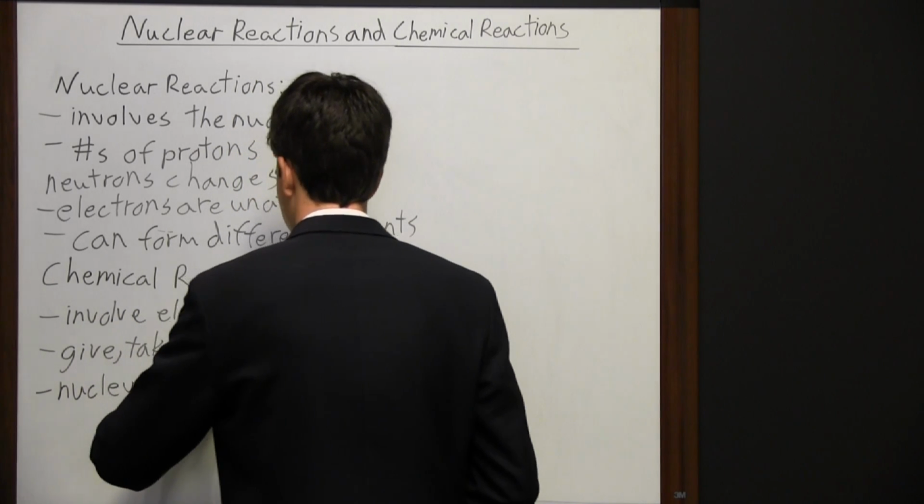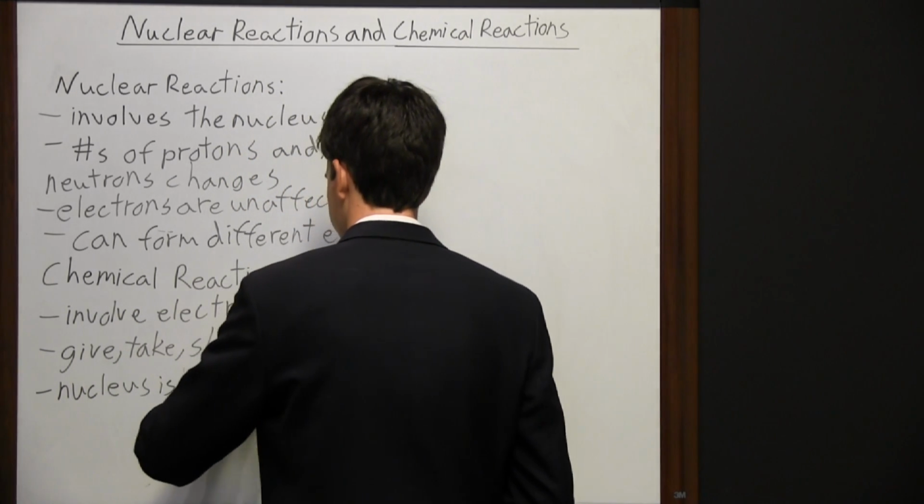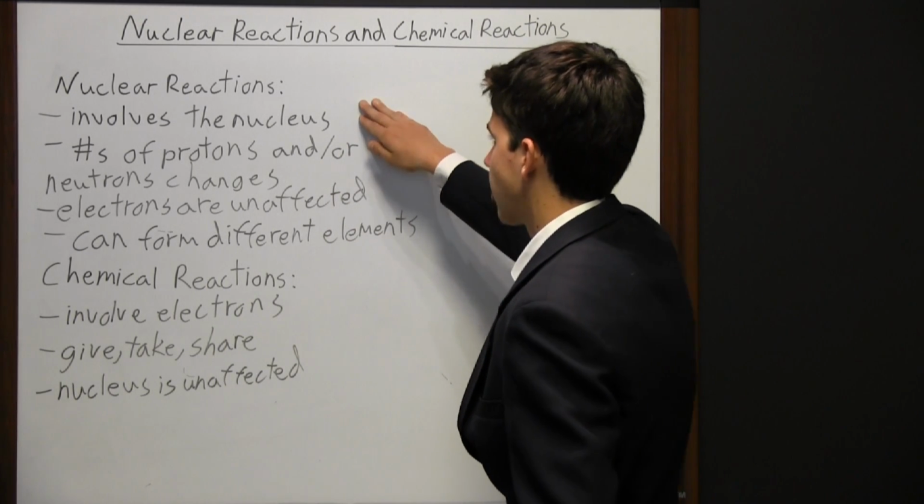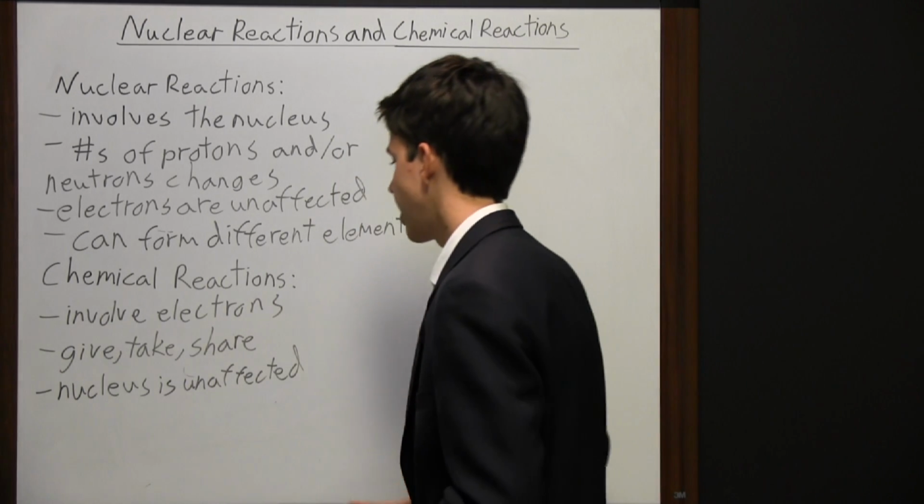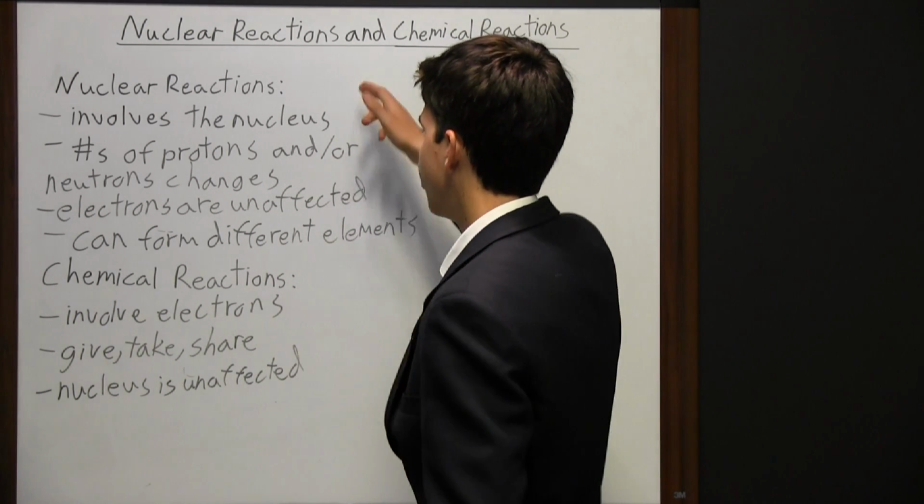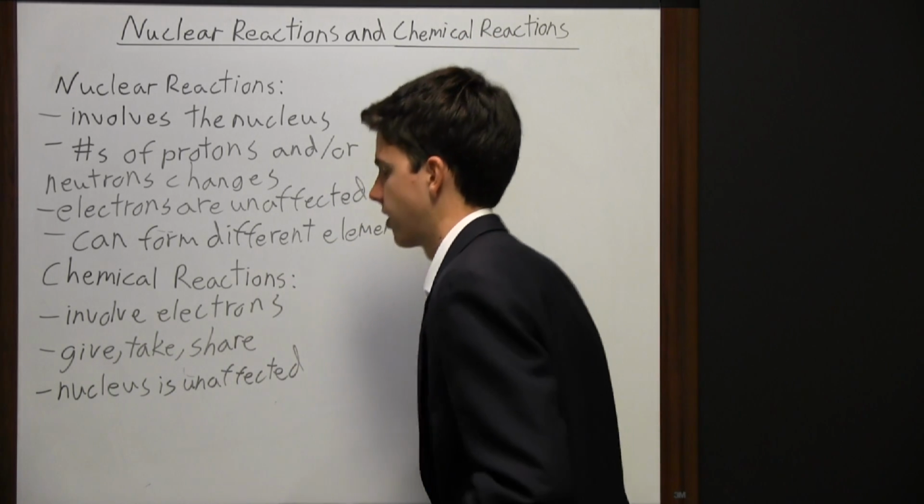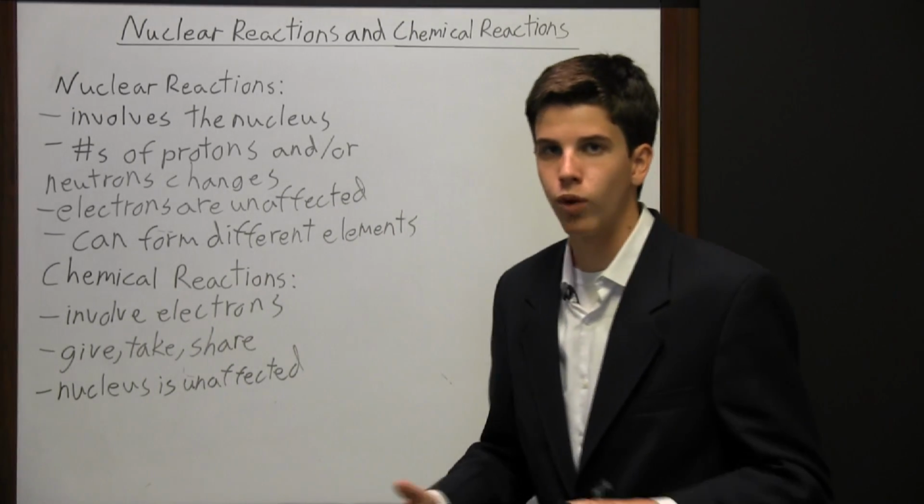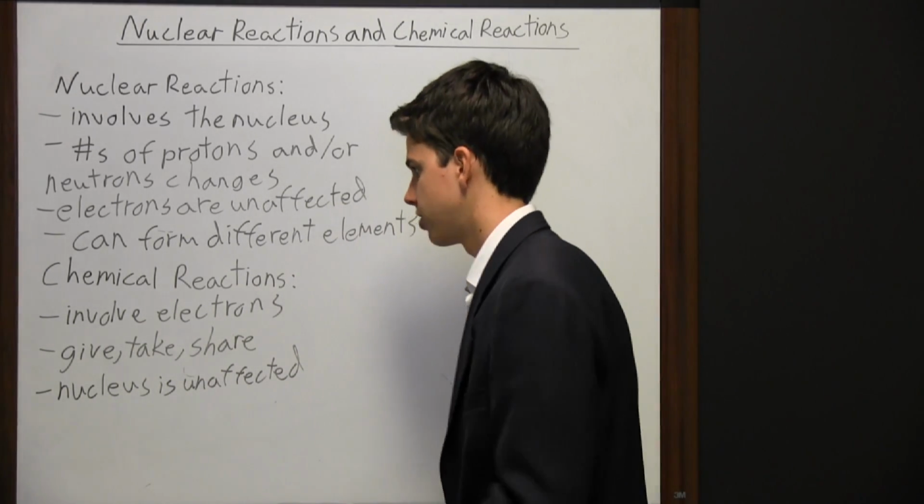And I want to drive home that point because up here I talked about how nuclear reactions involve the nucleus, whereas with chemical reactions, the nucleus is unaffected. Instead, it focuses on electrons. But with nuclear reactions, the electrons are unaffected. So we have basically opposite types of reactions going on here, or the way the reactions take place are opposite.